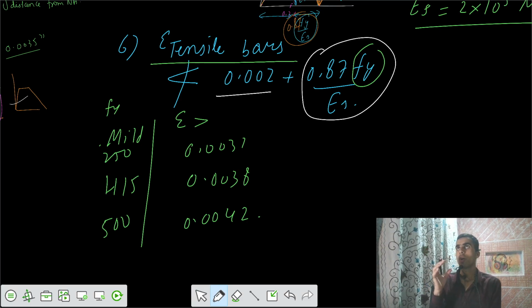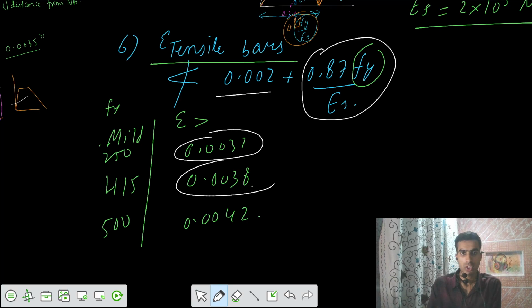We want that yielding should happen in the steel, such that it has developed stresses greater than or equal to yield stress. I want the material to undergo yielding. There should be yield stress developed. For that, at least this much strain should be there. Based on the calculations, the minimum value of strain should be this much in the steel.